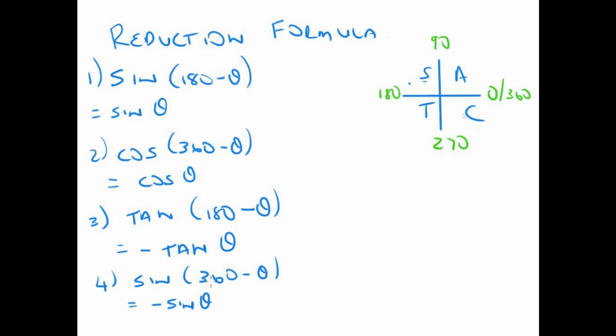And then sine of 360 degrees minus theta. Which quadrant? Fourth quadrant. In the fourth quadrant, sine is negative. Why? Because the only thing positive in the fourth quadrant is cos, which makes tan and sine negative. That leaves me with negative sine theta.